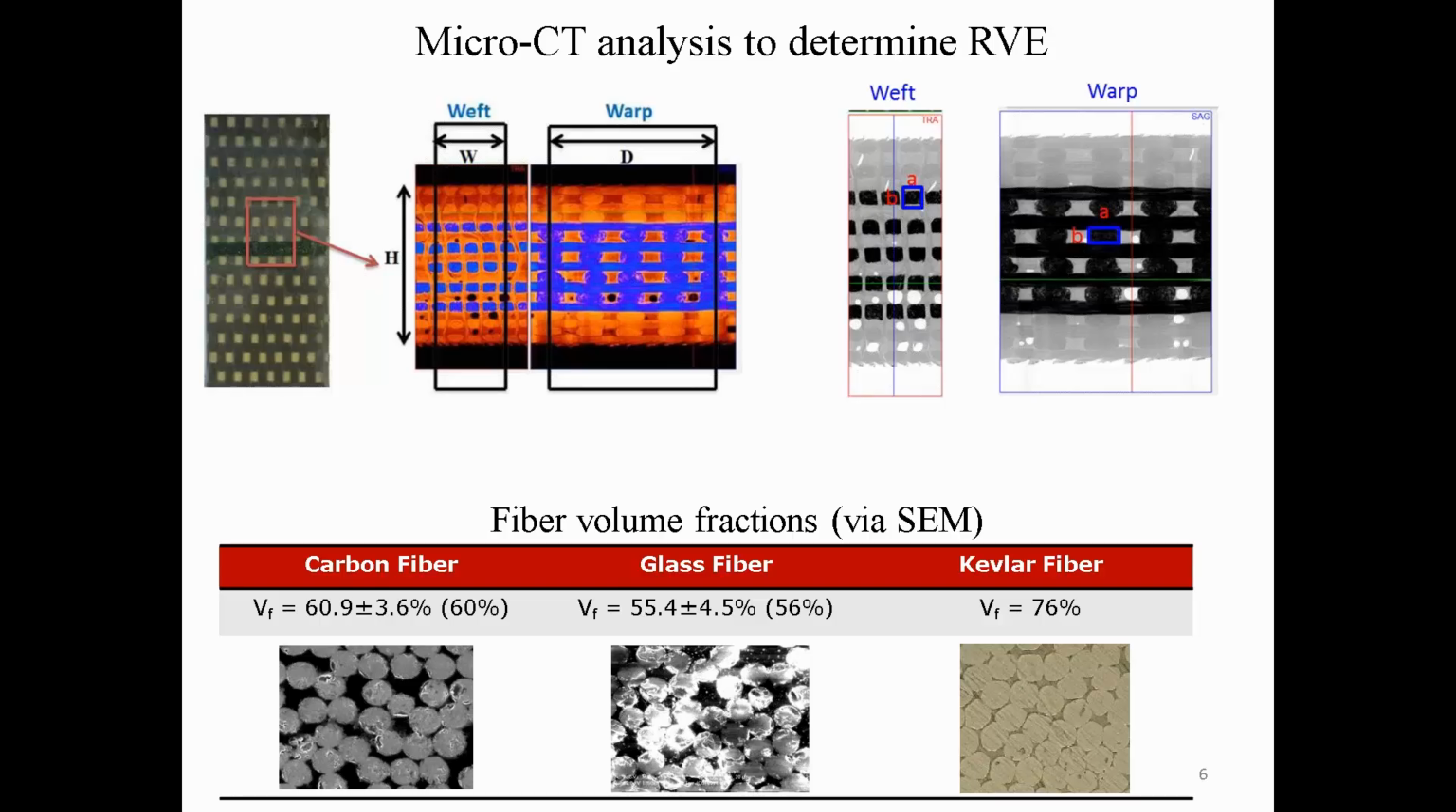And on the right hand side you measure all the individual fiber tows' cross-sectional dimensions. Those inputs can be used to construct a finite element or CAD model. And in the figure below you see we did some SEM studies, scanning electron microscope, to characterize the fiber volume fraction for the individual fiber tows: carbon, glass, and Kevlar.